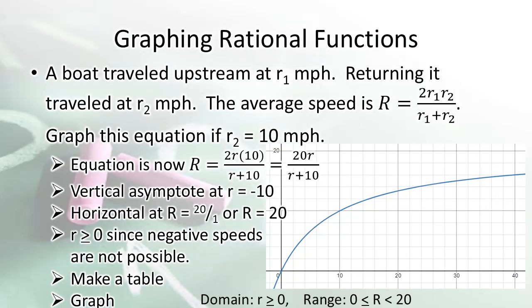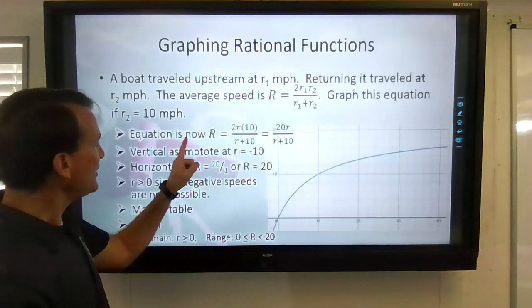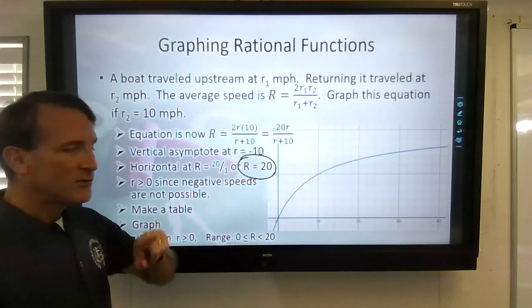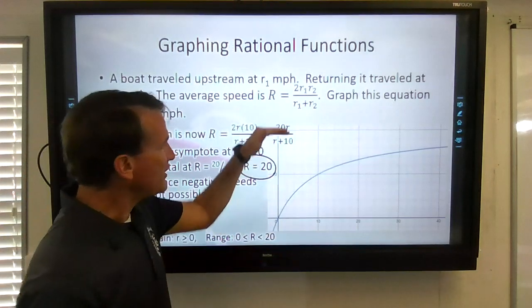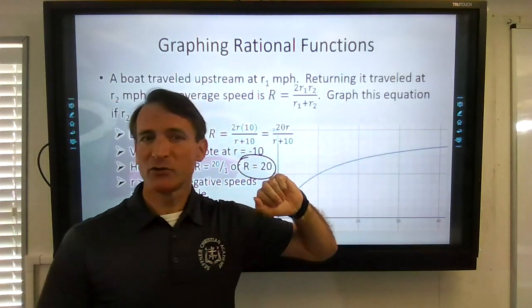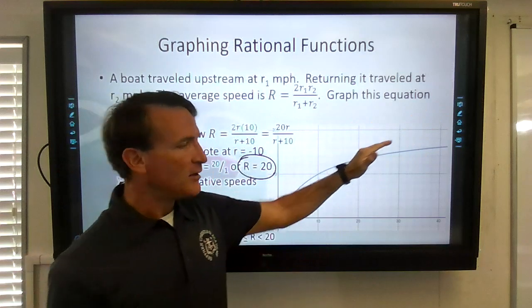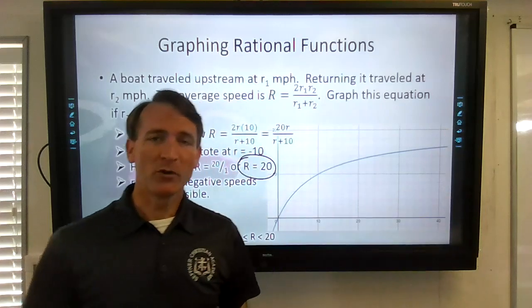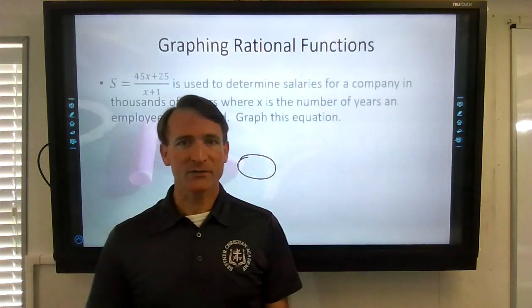So my domain is values greater than or equal to 0. My range is going to be values greater than or equal to 0, but less than 20. Remember, I do have an asymptote at 20 right here. So that means the highest I would need to make my graph is at this 20 line. It's never going to reach that value. It's just going to get closer and closer as we go out toward positive infinity on my x.